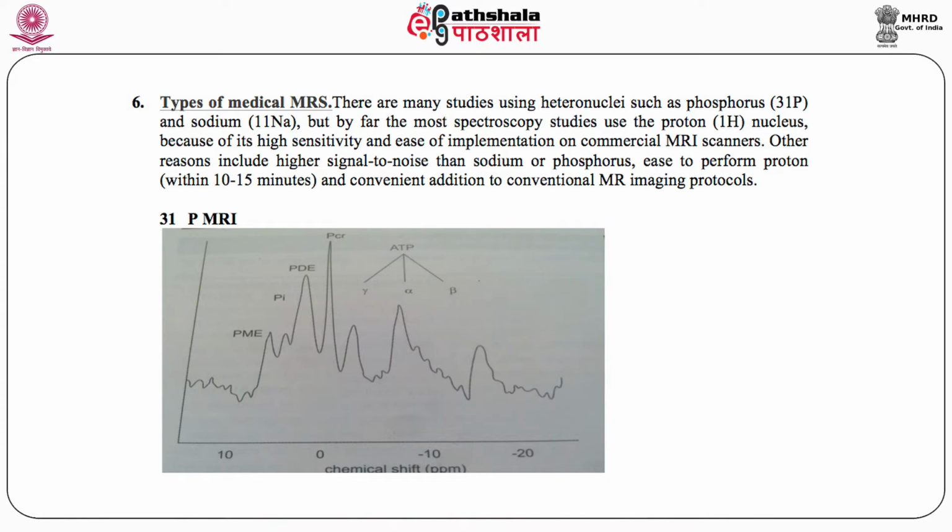Phosphorus MRS. The following is a chart of a spectrum of phosphorus MRS, where we see the internal standard, which is the phosphocreatine, aligned at 0. To the right of the internal standard you see the alpha, beta, and gamma ATPs, and to the left of the internal standard you see phosphorus monoesters, diesters, and inorganic phosphorus.